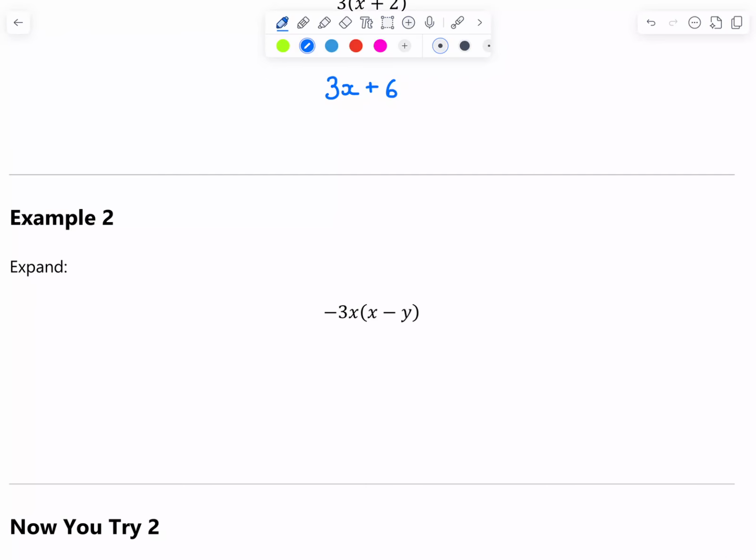Okay, let's go a bit harder. We've got negative 3x outside the brackets this time, and in brackets we've got x take y. So we're going to do that times that, and be careful of the negative sign. So negative 3x times x is negative 3x squared, because you're multiplying the x by the x. And then be careful over here, because now you've got a double negative. So you've got negative 3x multiplied by negative y. So negative 3 multiplied by negative 1 is positive 3, and the pronumerals just become xy.